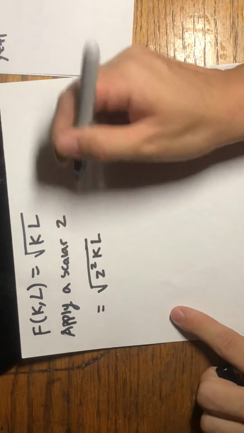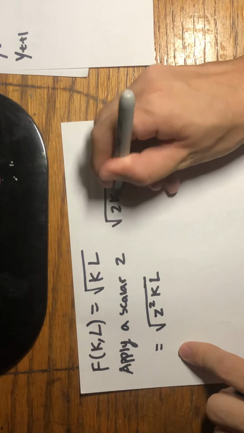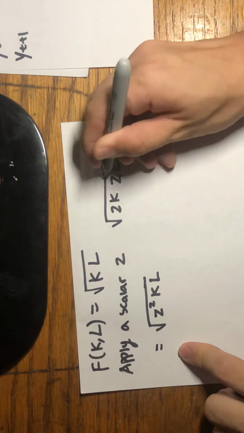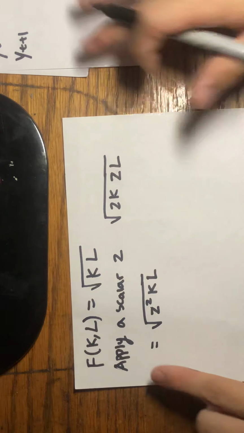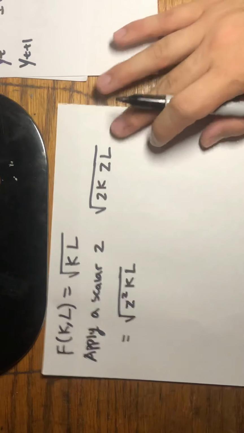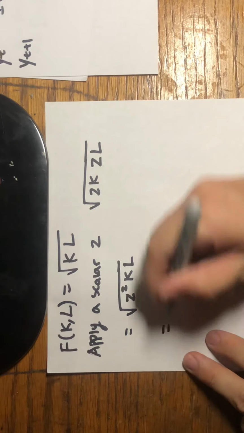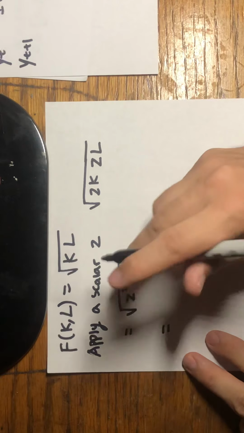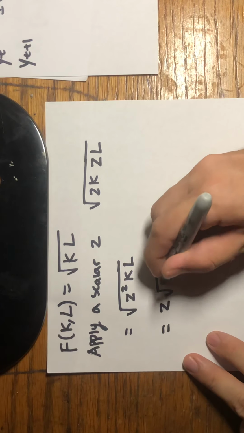Okay, so we got this Z squared because this originally came from applying Z times K and then Z times L. So this became Z squared, by the way. So we're applying the scalar to each of the inputs. Now, this is just very simple. The square root of Z squared is essentially Z, times the square root of KL.